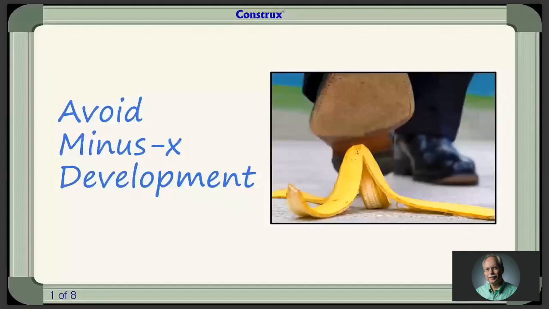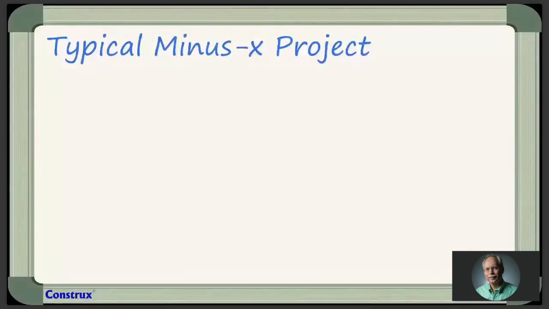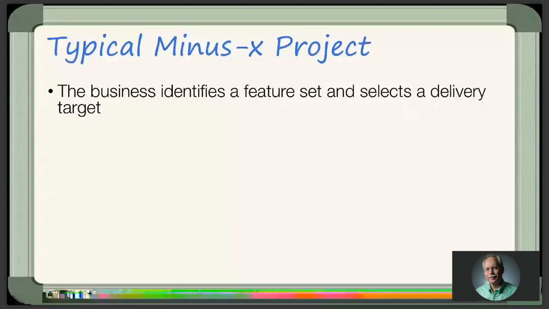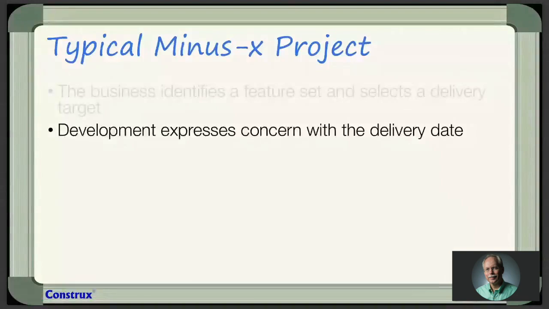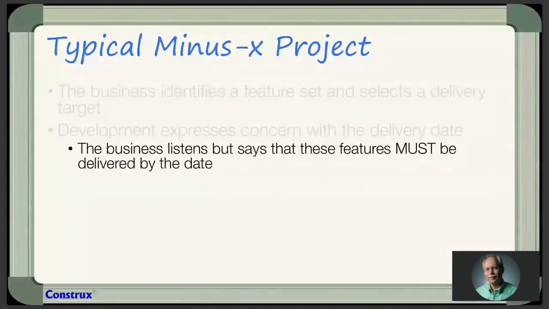So minus X development. In fact, let me give you a sense of how that may look on a real project. A typical minus X project might look like this: the business identifies a feature set and selects a delivery target. They name when that needs to be done. The development team looks at this and says, ooh, I'm not so sure about that. I think that delivery date's a little aggressive given all the things you've asked for. And the business listens carefully and says, yes, I understand these features are pretty aggressive, but we've got to have it by that date, lest the company totally implode.